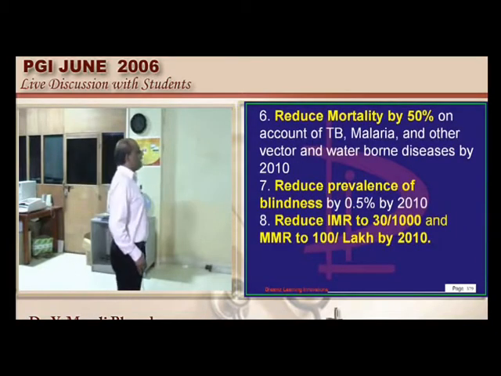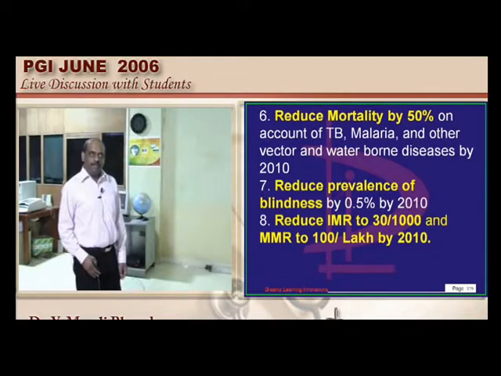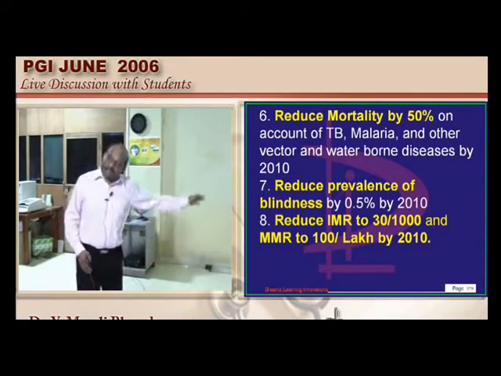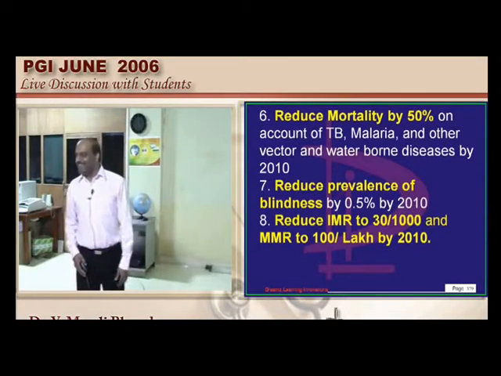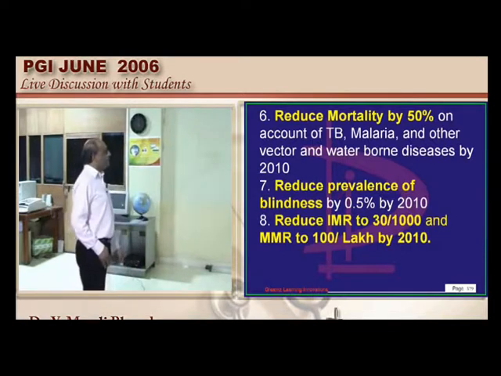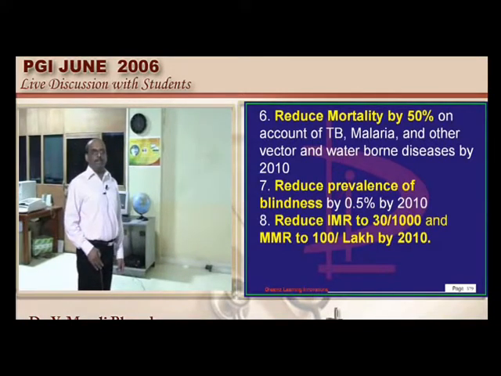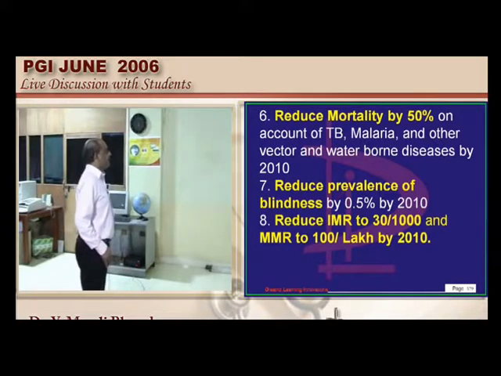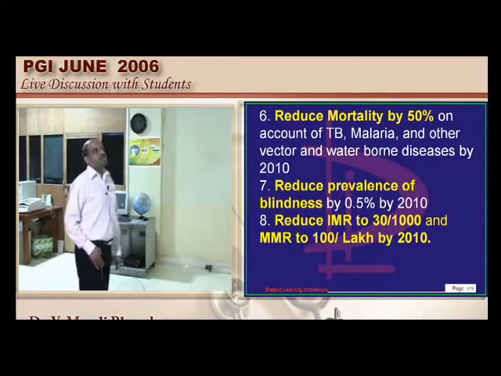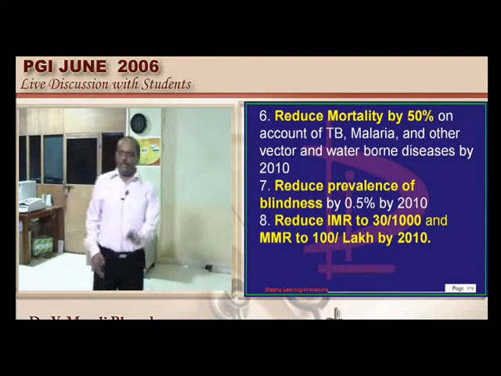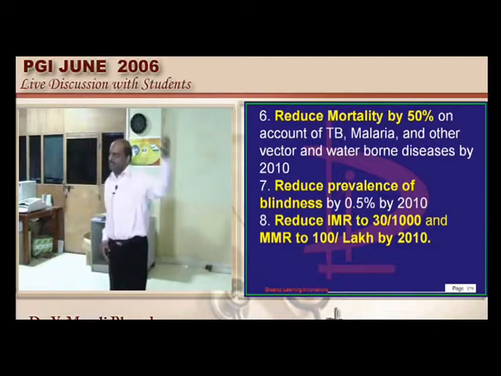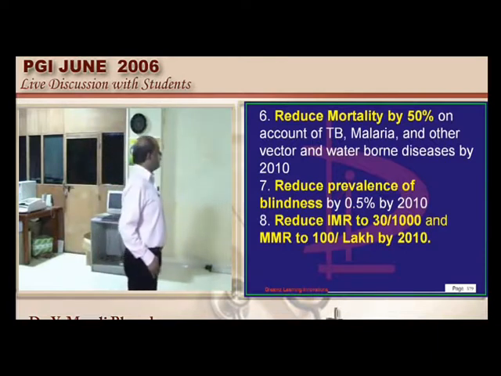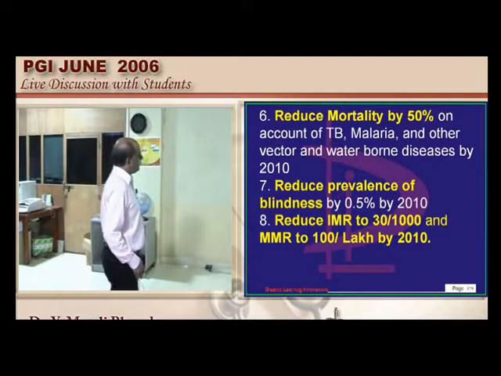Then reduce mortality by 50% in TB and malaria. Actually, we are trying to do that, but TB is increasing by 150%. That is a major problem, right? Then reduce prevalence of blindness to 0.5% by 2010. Reduce IMR to 30 per 1000, MMR to 100 per 1 lakh by 2010. These are some of the important dictums, or at least the dreams, of the National Health Policy.